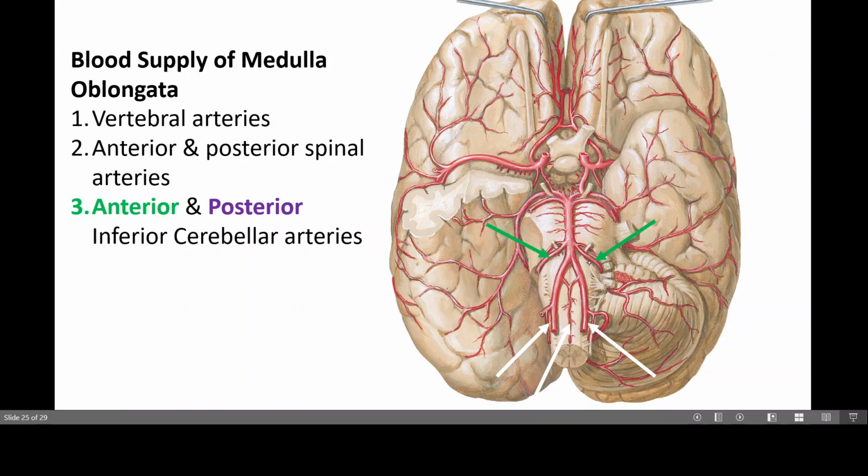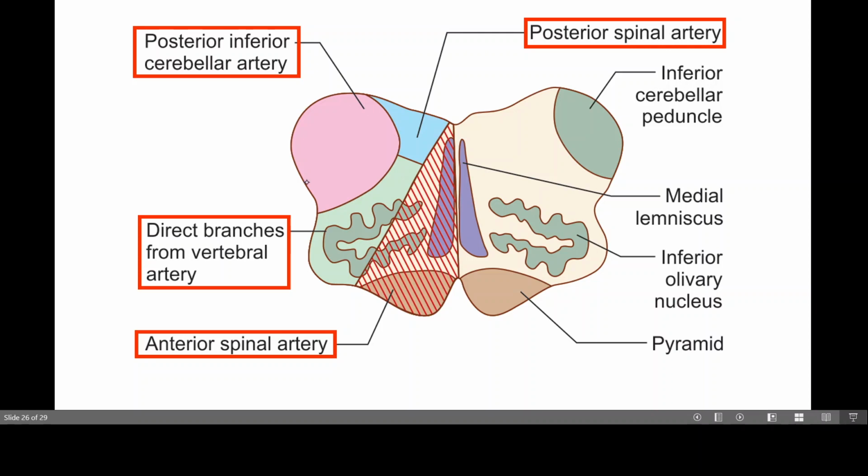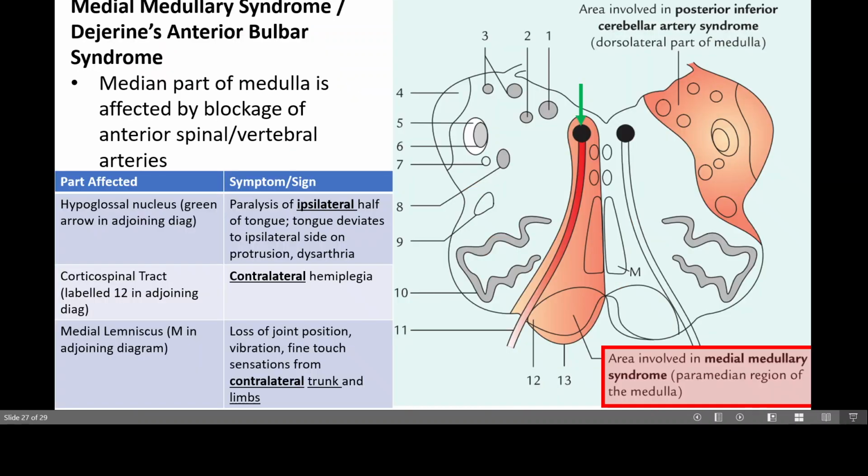So from the proximal part of the basilar artery, an artery arises which supplies the anterior part of the inferior surface of the cerebellum. It is called the anterior inferior cerebellar artery or AICA. That is a branch of the basilar. Whereas in purple, these two arteries which arise from the vertebral arteries supply the posterior part of the inferior surface of the cerebellum. So they are called PICA, or posterior inferior cerebellar arteries. So it is the PICA chiefly which supplies the dorsolateral part of the medulla. Okay, so this part of the medulla you see is supplied by the PICA.